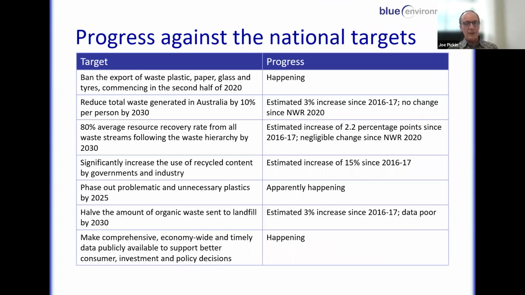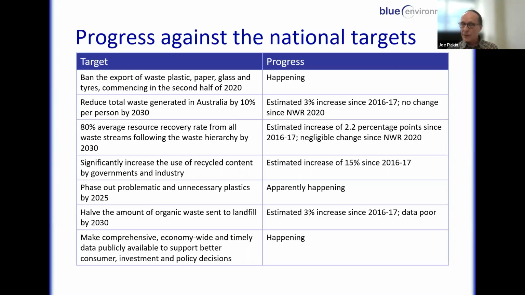Now, perhaps the first substantial finding we're going to talk about is progress against the national targets. The baseline is 2016-17, and the targets are down the left-hand side there. This is in the National Waste Policy Action Plan, and in the National Waste Report, we use the data to assess progress. So, ban exports of various materials, I think regulate is the word they're using now, and that's certainly happening. Reduce total waste generated in Australia by 10% per person by 2030: we estimate a 3% increase since 2016-17 and no change since the last National Waste Report 2 years ago. 80% average recovery from all waste streams following the waste hierarchy: we estimate an increase of 2.2 percentage points and negligible change from National Waste Report 2020. So not really happening well enough as yet.